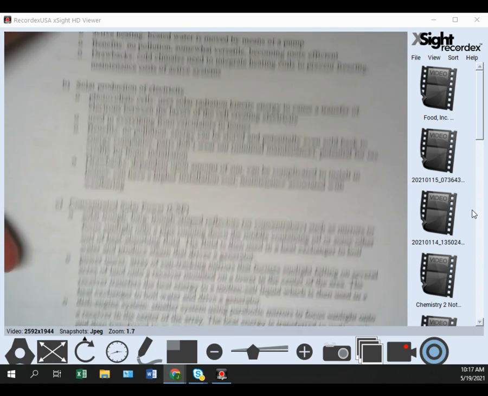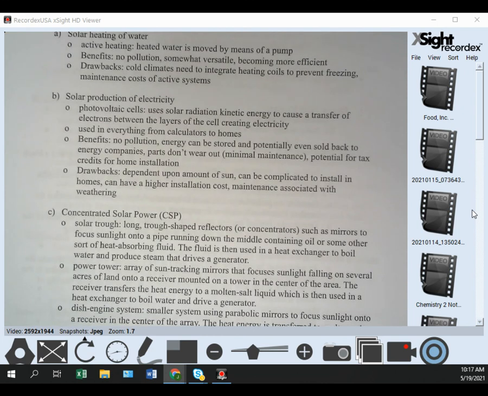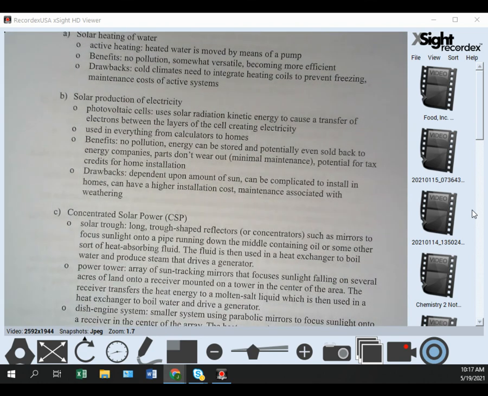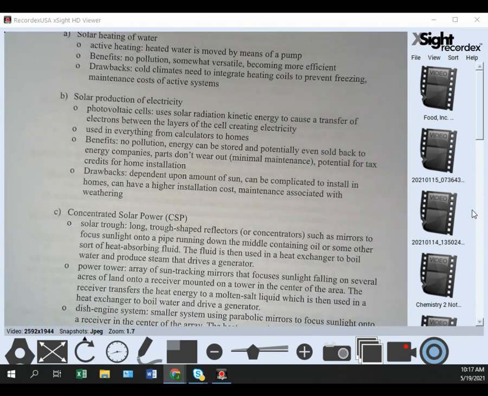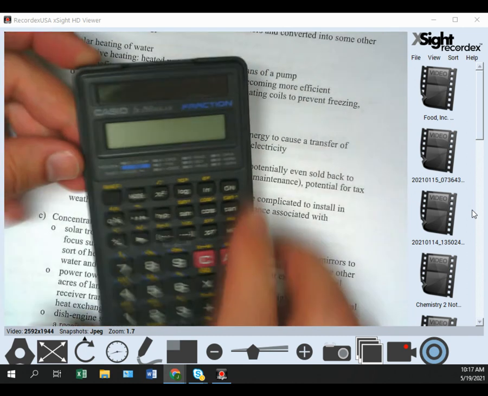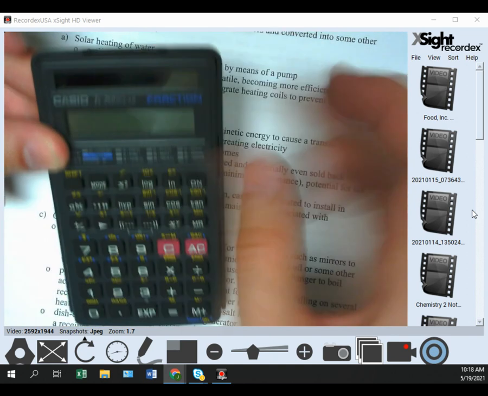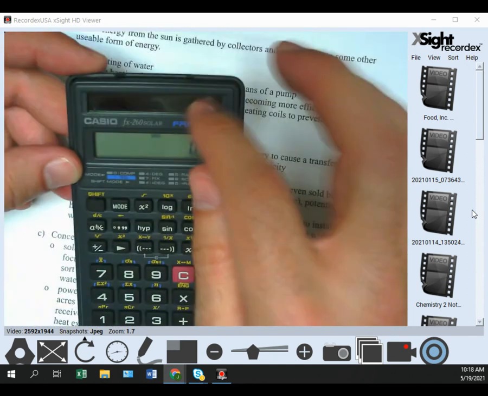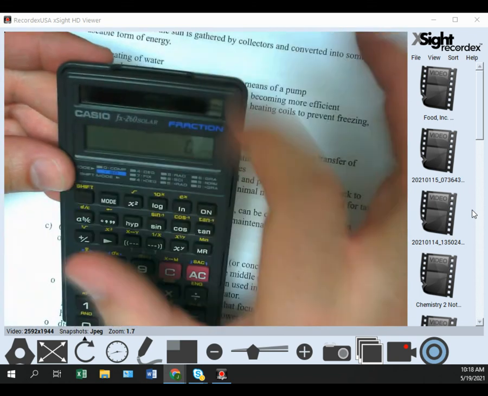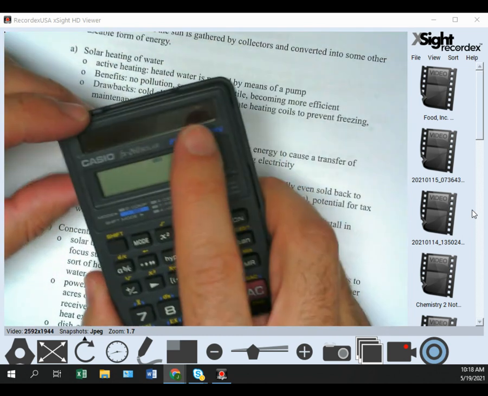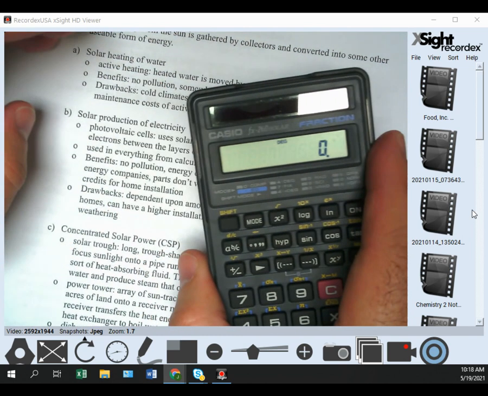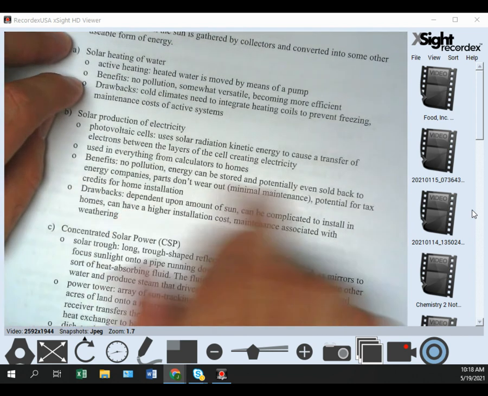So B, solar production of electricity. This is probably the one that you think about when you think about solar energy. Photovoltaic cells use solar radiation kinetic energy to cause a transfer of electrons between layers of the cell, creating electricity. So these are what you think about with solar panels, or some of these like in a calculator. What that solar strip on the calculator is doing is collecting solar energy, light energy, and causing a transfer of the electrons between the layers of the cells. And then that's electrical energy. So it's used in everything from calculators to homes.